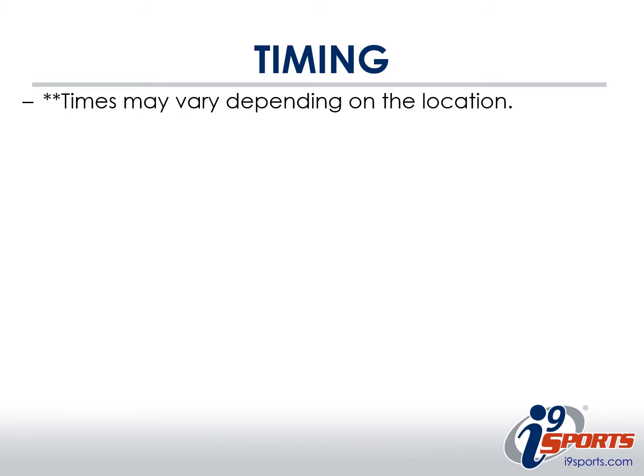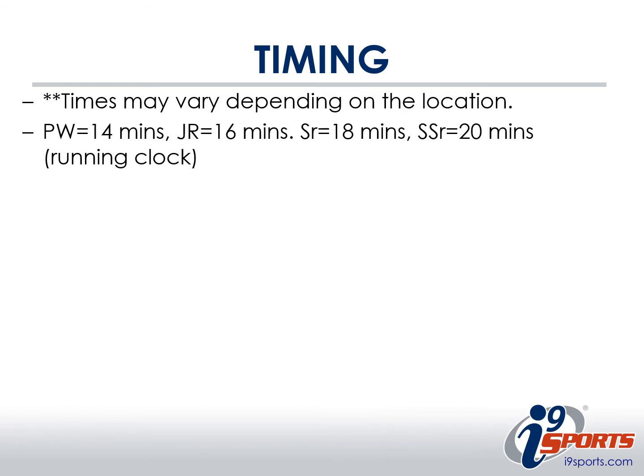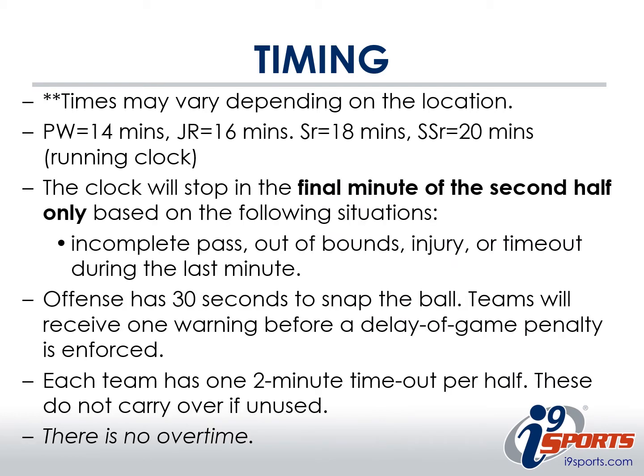So for times, as far as half times, how long the games are, they may vary depending on the location, but for the most part, our Pee Wee levels will have 14-minute halves, juniors are 16-minute halves, and seniors are 18 minutes, super seniors 20 minutes. And it is a running clock.